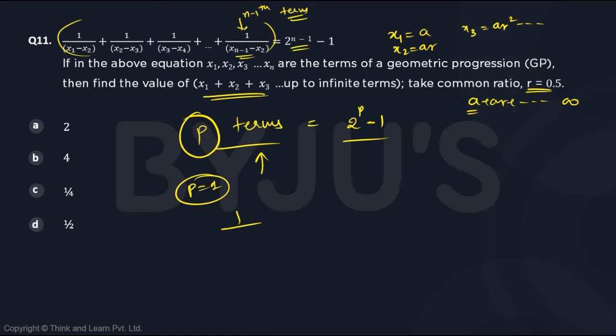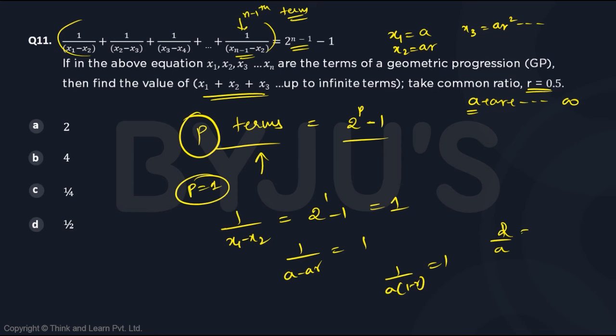You get the first term on the left hand side, x1 minus x2, and the right hand side becomes 2 power p, which is 2 power 1 minus 1. Correct? So this is 1. So 1 by a minus ar equal to 1, right? So here I'll take 1 by a into 1 minus r, which is equal to 1. So this becomes 1 by a. Now 1 minus r is 1 by 2, so this becomes 2 by a is equal to 1, or a equal to 2. That's it.